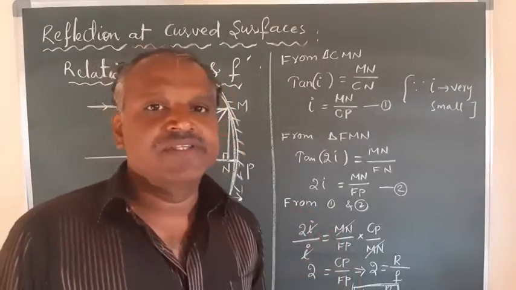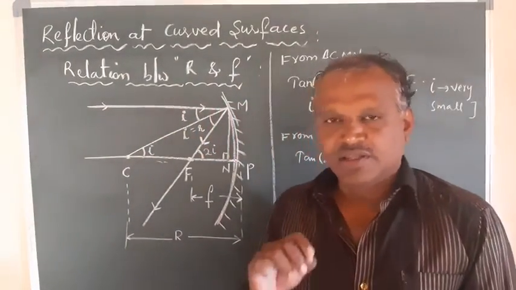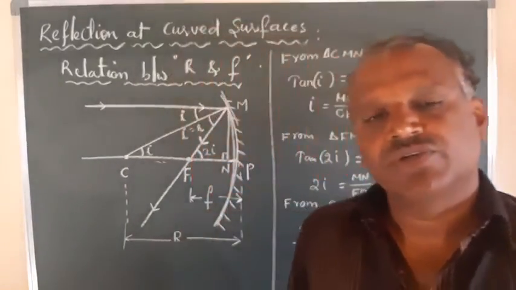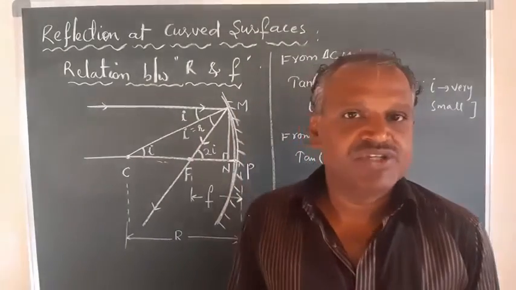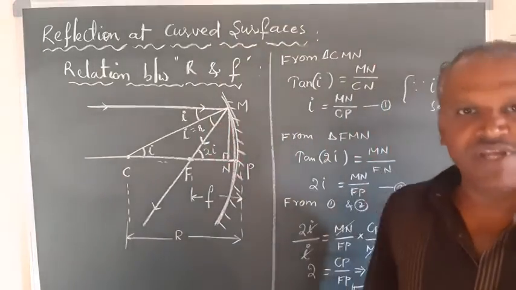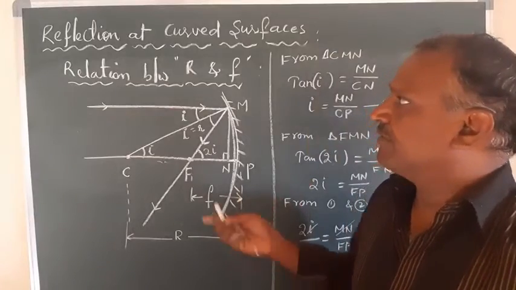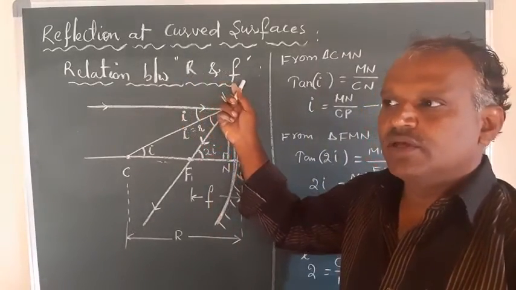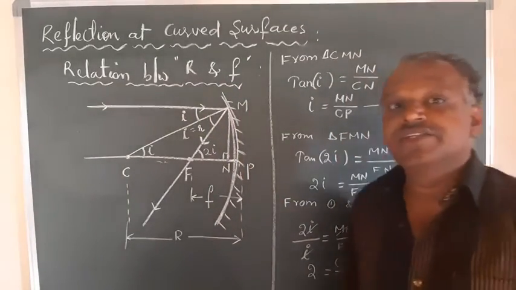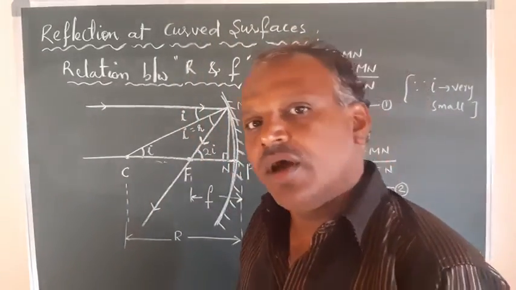Here, what I discussed first, the sign conventions I gave. Distances measured along the direction of ray propagation are positive, opposite to the ray propagation are negative. And distances measured above the principal axis are positive, below the principal axis are negative. Those are the sign conventions. And here we have a relation between radius of curvature and focal length. We got the focal length is equal to half of the radius of curvature for any curved mirror, either concave or convex.